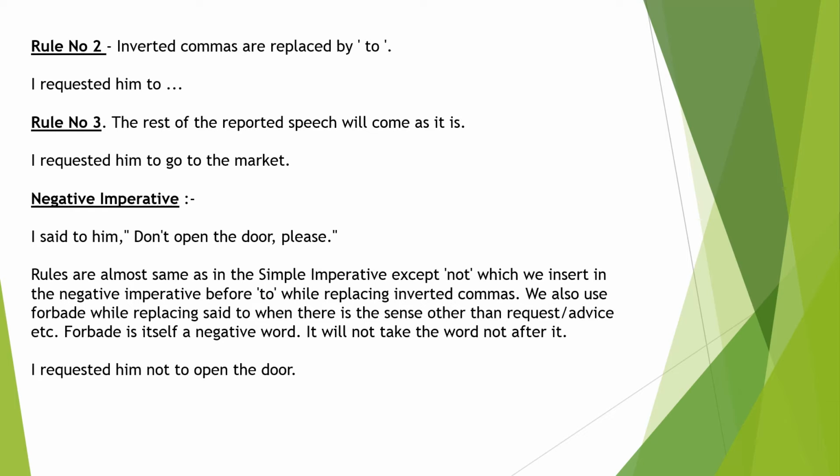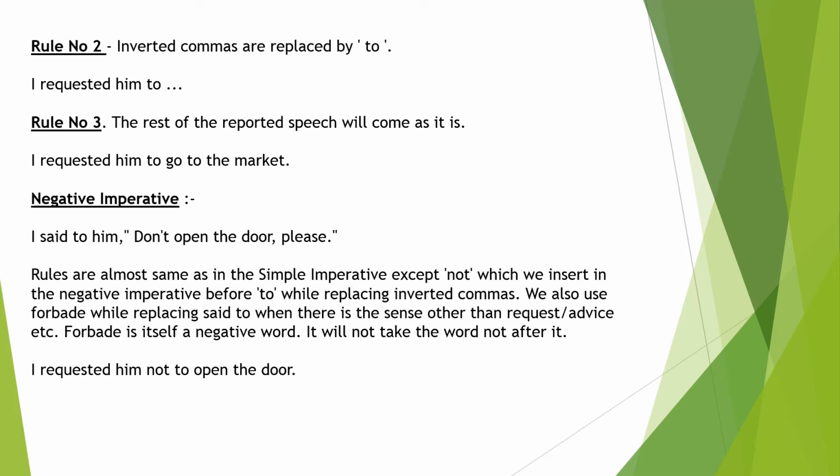Rules are almost the same as in the simple imperative, except we insert not in the negative imperative before to while replacing the inverted commas. In the usual sentences, we use to after omitting the inverted commas, but in imperative negative sentences we will use not before the to.